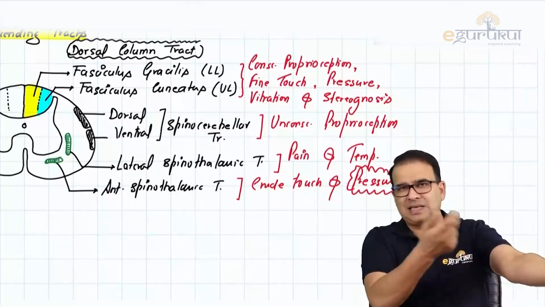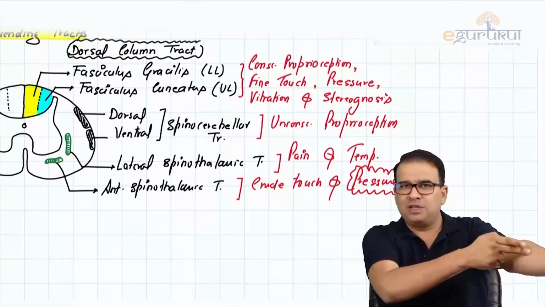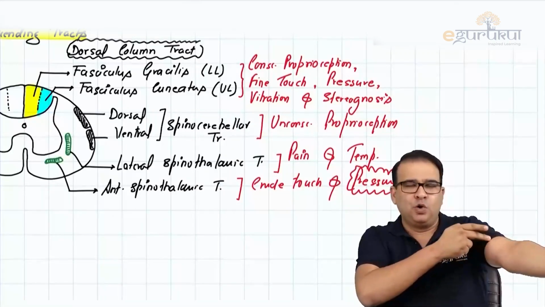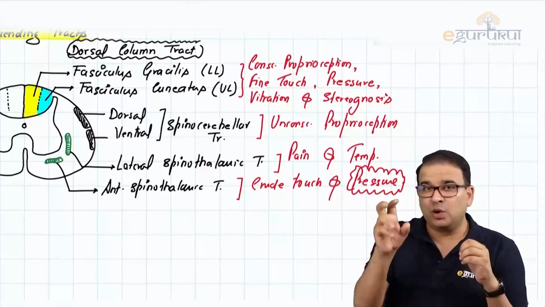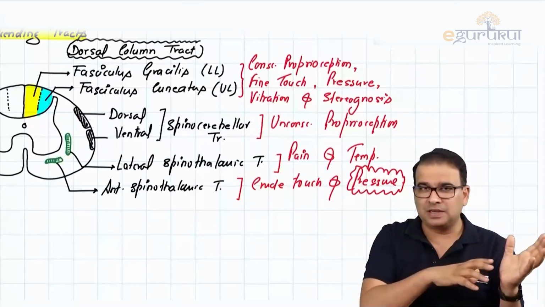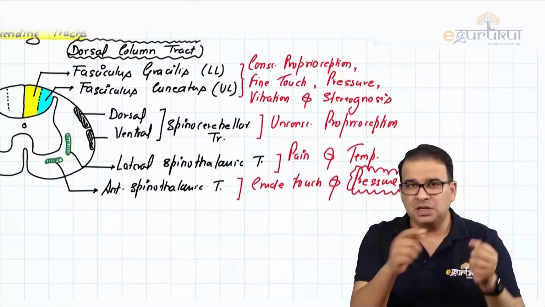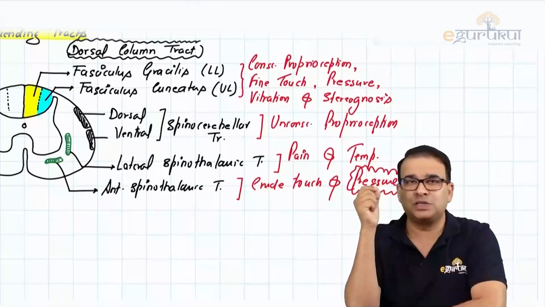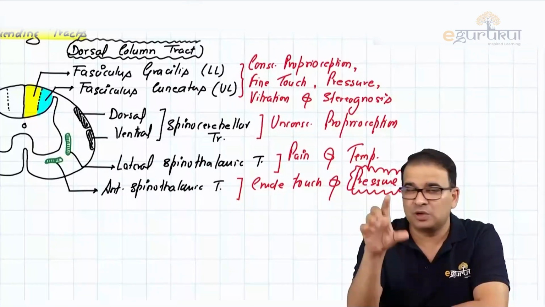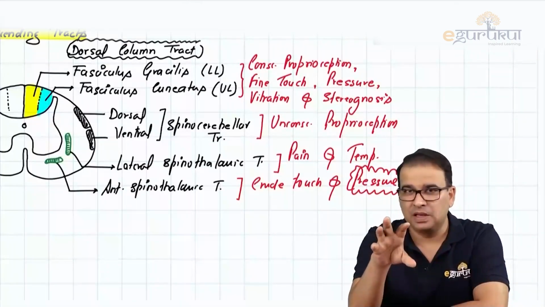Let's take an example, pain and temperature is carried from the skin of the forearm region, will go inside, and then because it is pain and temperature, what is the nucleus? If you remember in the previous discussion, the nucleus for pain and temperature. So those fibers will go from the dorsal aspect of the spinal cord and will go into substantia gelatinosa, because that was the nucleus for pain and temperature.